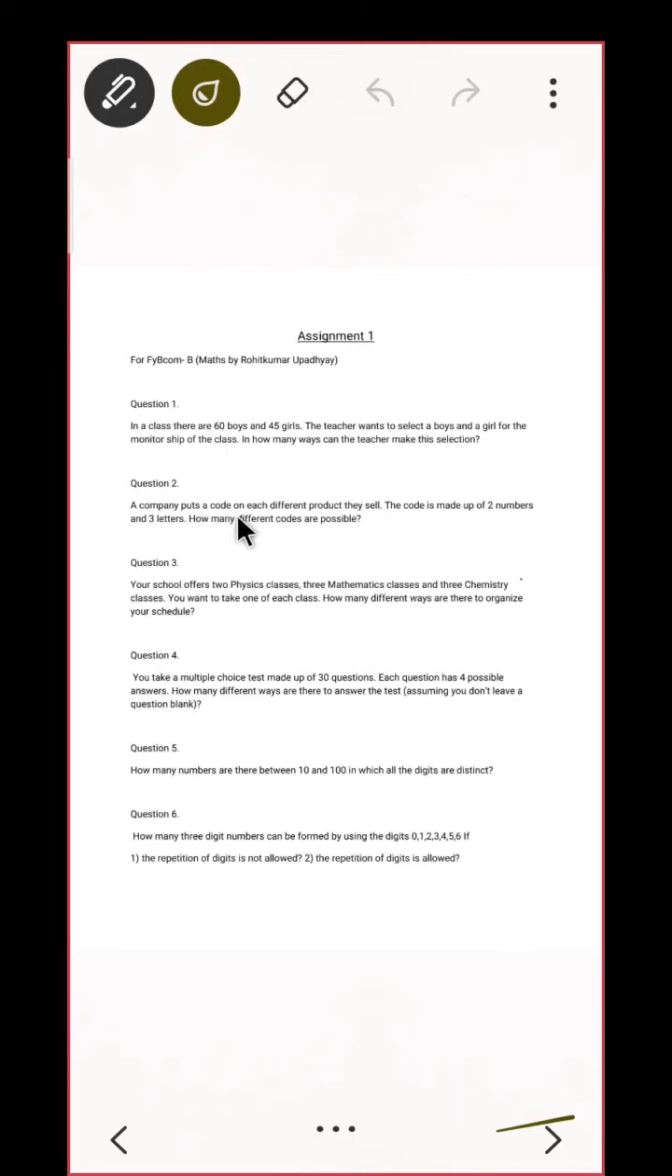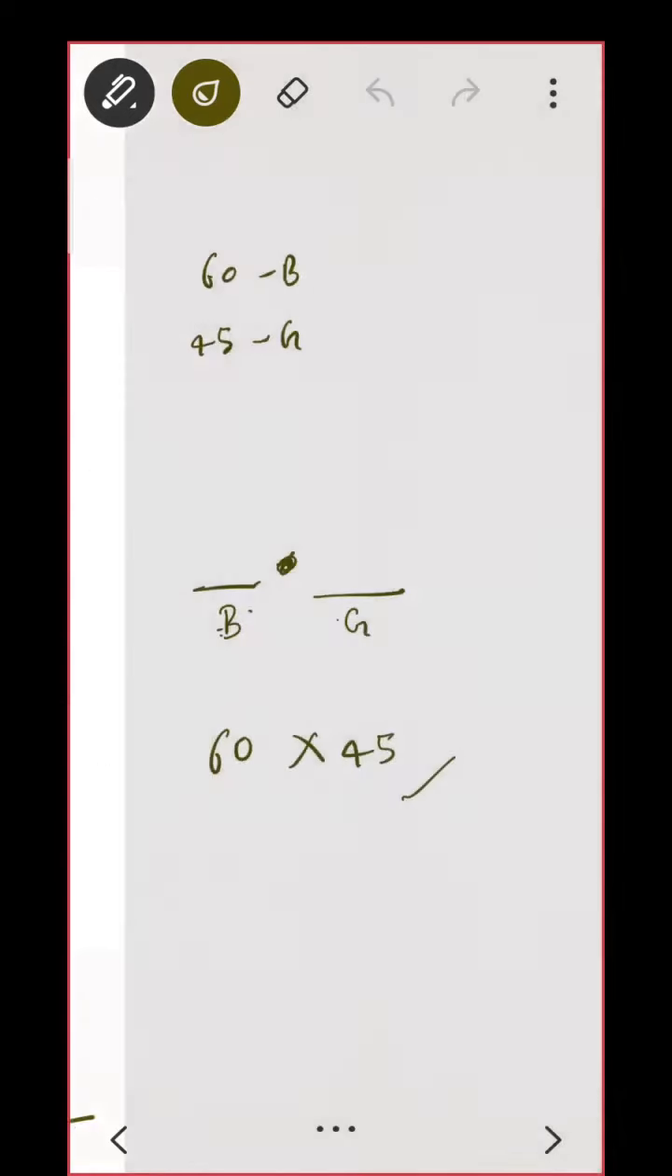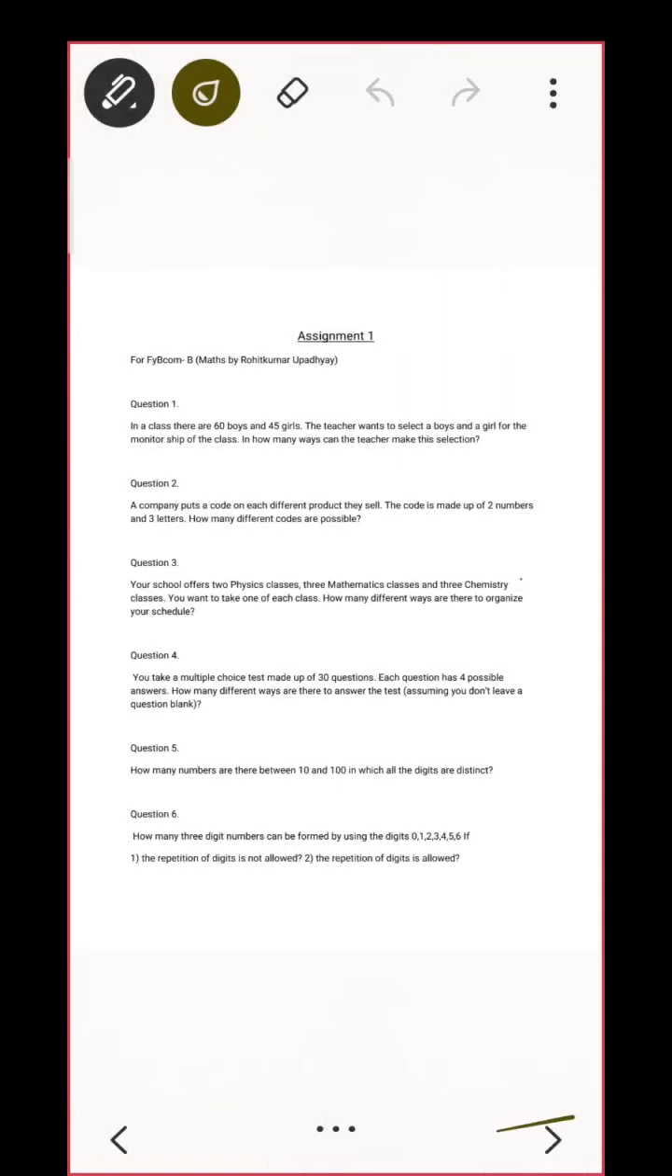A company puts a code on each different product. The code is made up of two numbers and three letters. Okay, so what can you say? The code is two numbers and three letters: number, number, letter, letter, letter. So how many choices? Is repetition allowed? What do you think, will repetition be allowed in that or not? Since it is a code, what do you think?